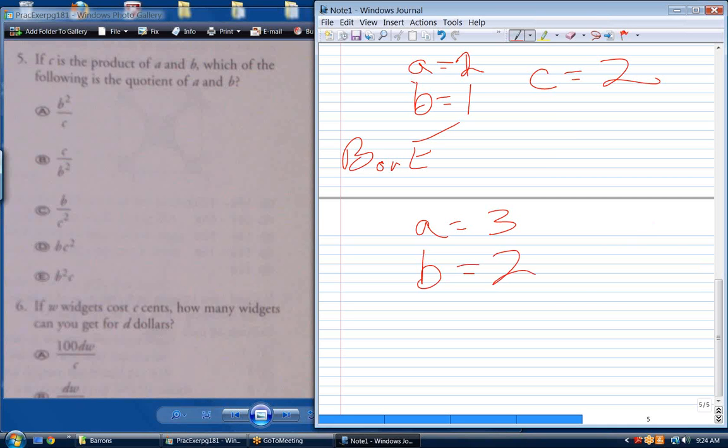So the quotient is 3/2, and C is 6. So with A, B, and C of that, which one gives us 3/2? Let's check B. 6 over 4 is 3/2. Let's check E. We can immediately tell that that's not going to be 3/2. That's going to be a whole number.